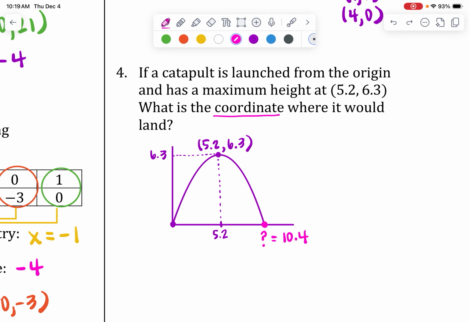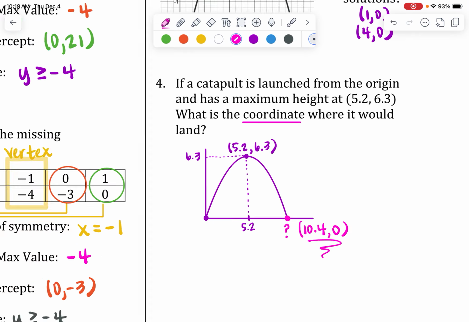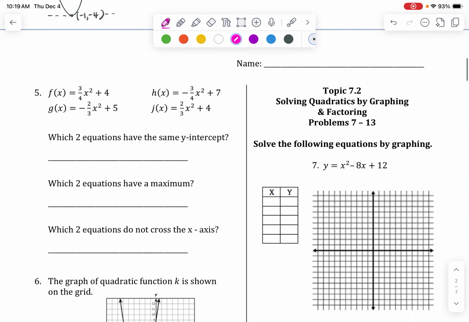It did ask for the coordinate. Well, of course, when it hits the ground, the y coordinate is 0. And that would be our answer. Okay, 10.4, comma 0. All right, we got a couple more.